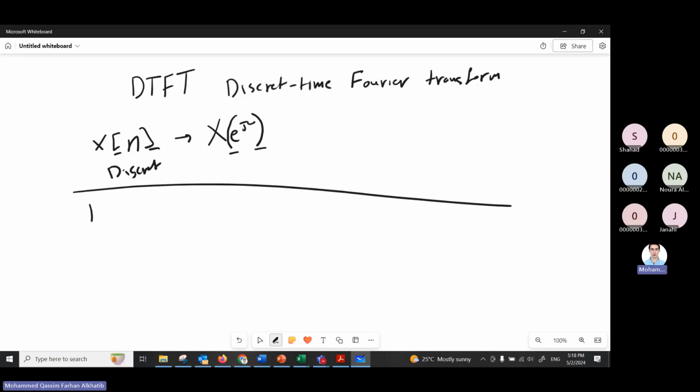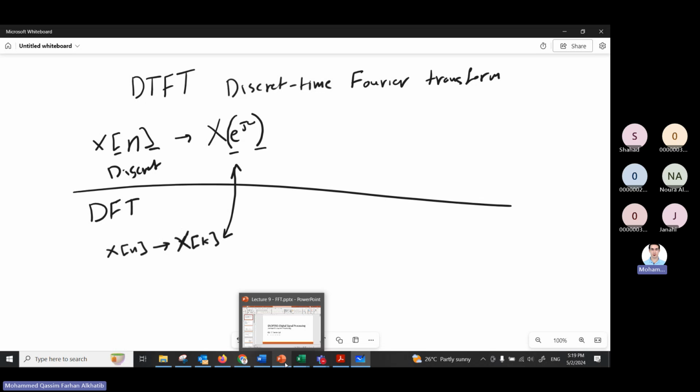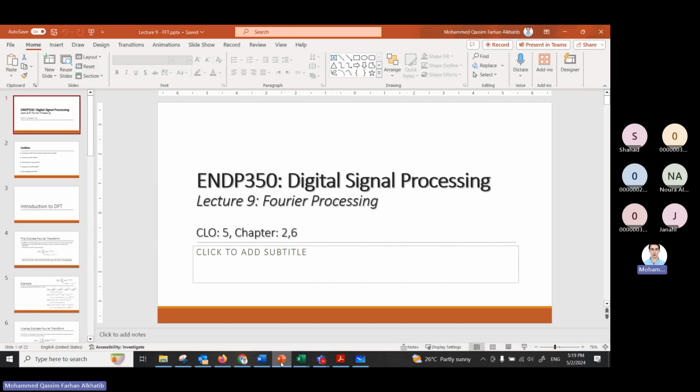Now we will have DFT. Now it's a discrete Fourier transform. In this one, I will have x of n, I will get x of k. Now, what is the relationship between DTFT and DFT? DFT looks like samples from DTFT. So this is just like a warm introduction. Let's go into the details.